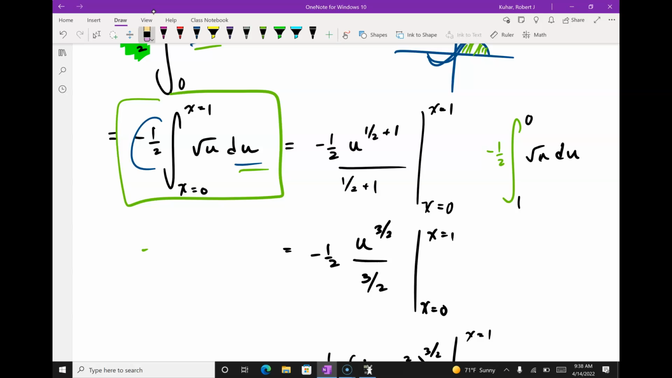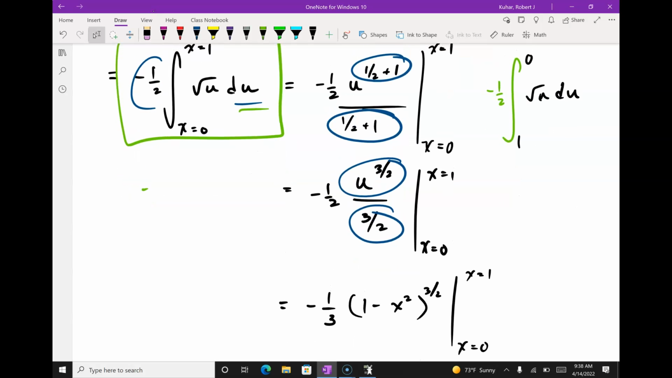I do my integration. This is now a power rule integration. U to some power is a power rule. I add 1 to the power, divide by the new power, right? Add 1 to the power, divide by the new power, yes? I get u to the 3 halves over 3 halves. Keep, change, flip, right? My 1 half times 3 halves becomes 1/3, so there's my 1/3. And I put u back as x.